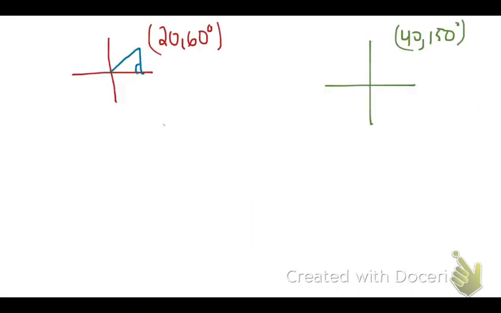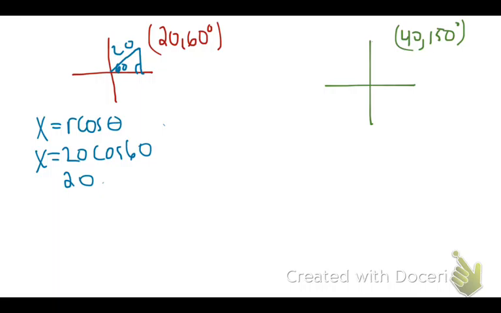Okay. So for 20 and 60 degrees, we would be right here. So your theta is the 60 and your radius of 20. So let's use our formulas here. X will be equal to r cosine theta. So x would be equal to 20 times cosine of 60. So that would be 20 times, what's your cosine of 60? 1/2. And then when we multiply those together, we get what? 10, okay?